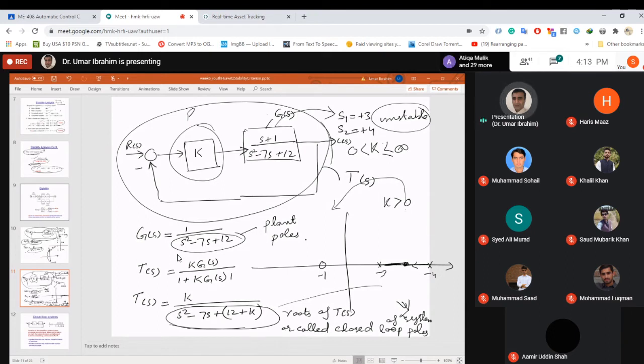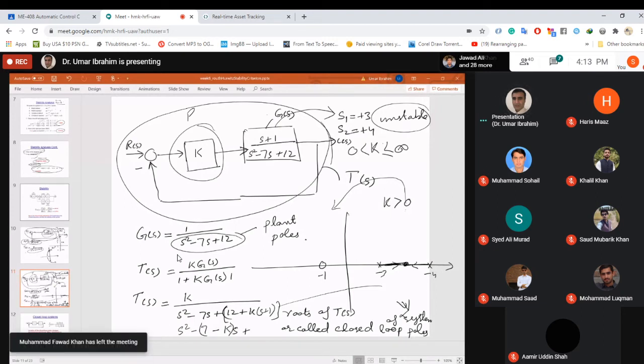Now, since I know root locus, in this case, when we increase the value of K, because now this S plus 1 will come over here. K into S plus 1. Okay? So this will now become S squared plus 7S plus KS plus 12 plus K. This will be mine. Now the root locus for this system will be something like this.